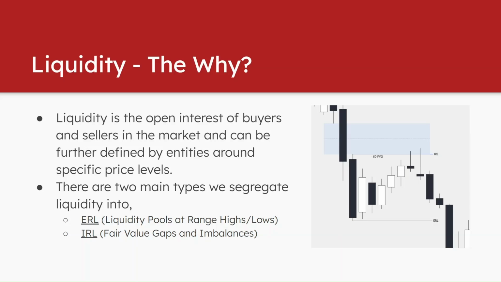prices. We divide liquidity into two primary categories, as we covered in our prior video on external and internal range liquidity concepts. External range liquidity, which consists primarily of liquidity pools at range highs and lows, and internal range liquidity, which consists of fair value imbalances and gaps. We boil down this concept to basically internal range liquidity acting as fuel propelling prices towards external range liquidity.